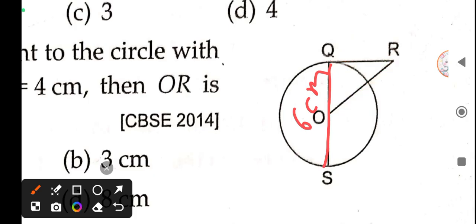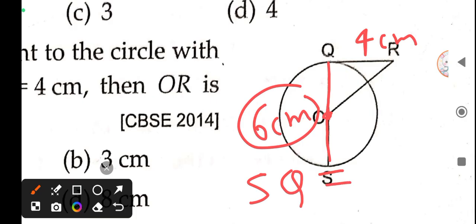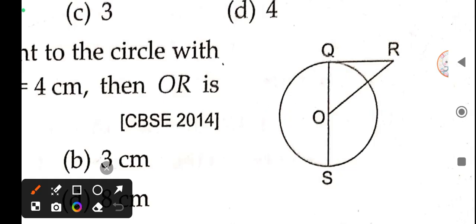This is very simple. Here you can see that QR is a tangent, because it is touching the circle at a single point. SQ is 6 centimeter as a whole. Since O is the center, OQ is the radius. So if from here to here it is 6 centimeter, then OQ will be 3 centimeter, and QR was already 4 centimeter.